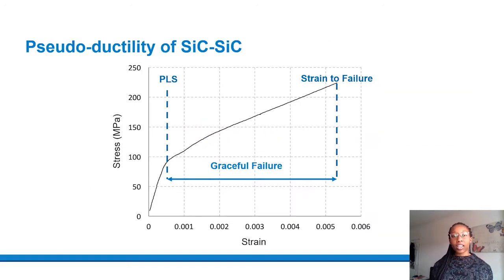This microcracking occurs due to the pseudoductile nature of SiC-SiC composites. We can see that at the PLS, we see the onset of matrix cracking, and in the graceful failure period, we see that cracks are deflected by the fibre matrix interface, and that we see also fibre pullout, as well as fibre breakage at the strain to failure.